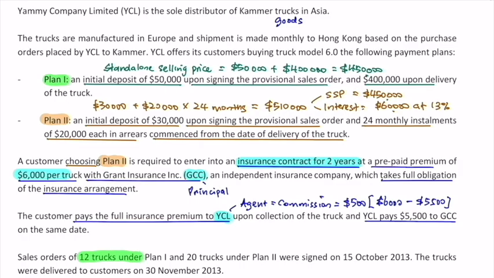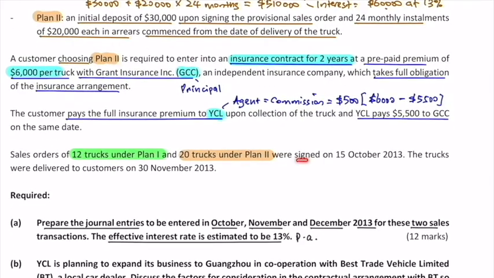12 trucks were sold under Plan 1 and 20 trucks were sold under Plan 2. The sales order was signed in the month of October. The truck was delivered in the month of November. That means the payment of the installment plan starts in the month of December. We are required to do the journal entries for the months of October, November and December. Refer to page 867.